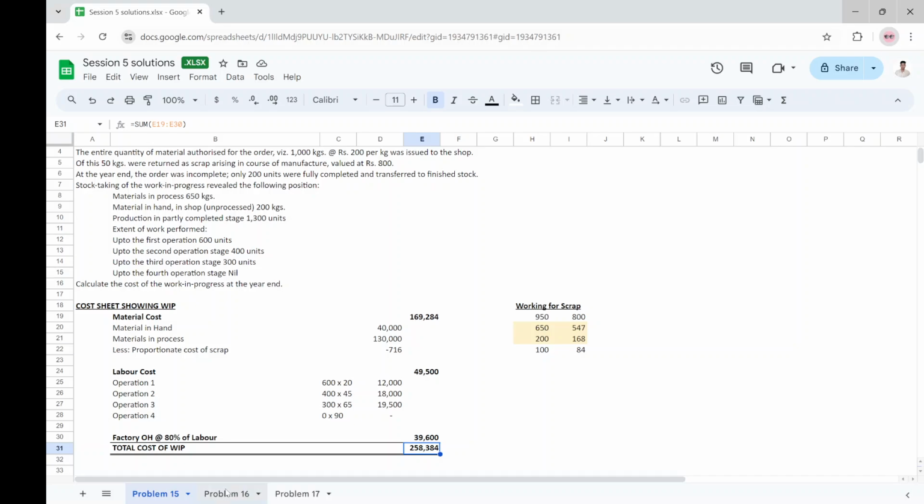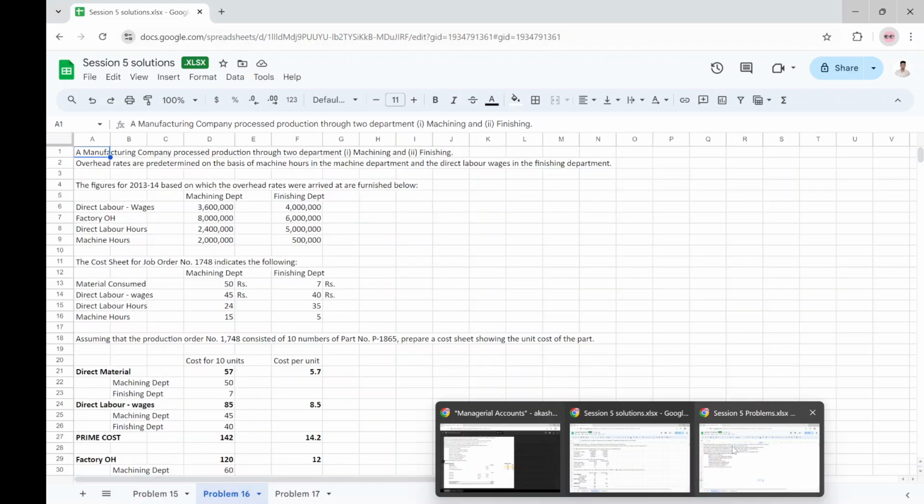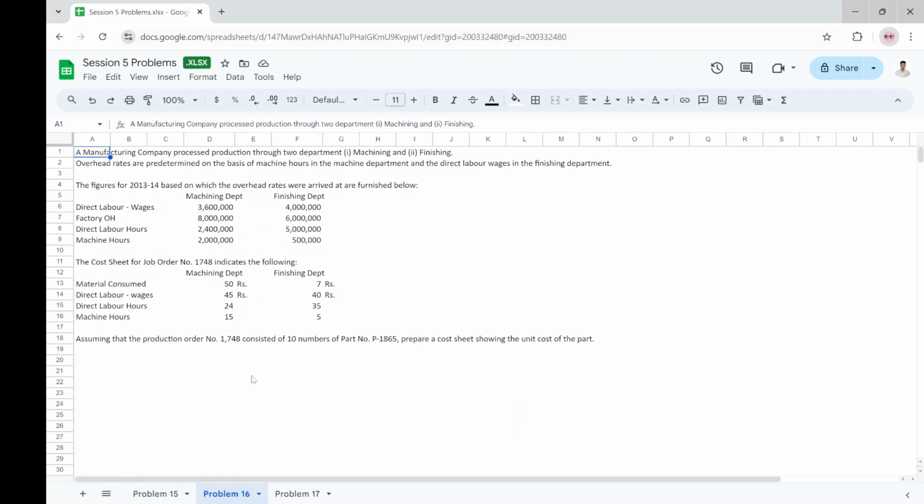Okay, problem 16. Let's go to the problem first. A manufacturing company processes production through two departments, machining and finishing. Overhead rates are predetermined on the basis of machine hours in the machining department and direct labor wages in the finishing department. In the machining department, direct labor wage is 3600, factory overhead is 8 lakh, direct labor hours are 2400, machine hours are 2 lakh. In the finishing department, it's 4 lakh, 6,000 and 5,000.